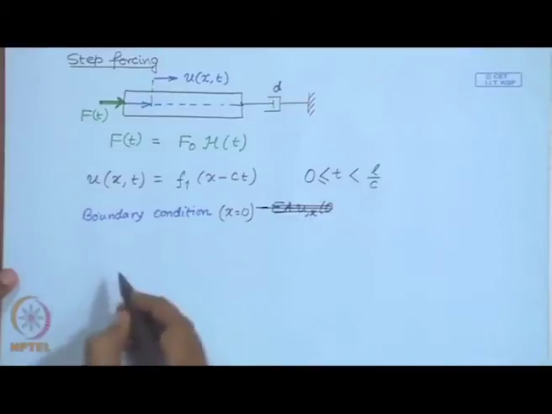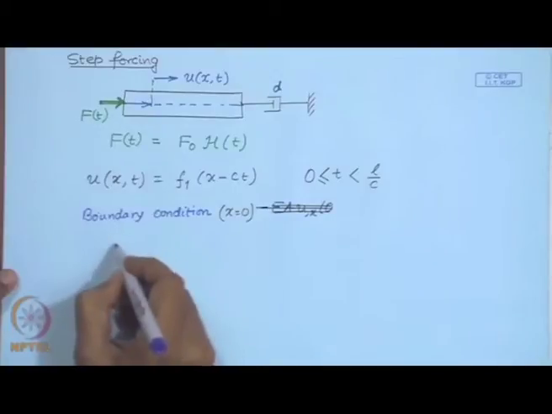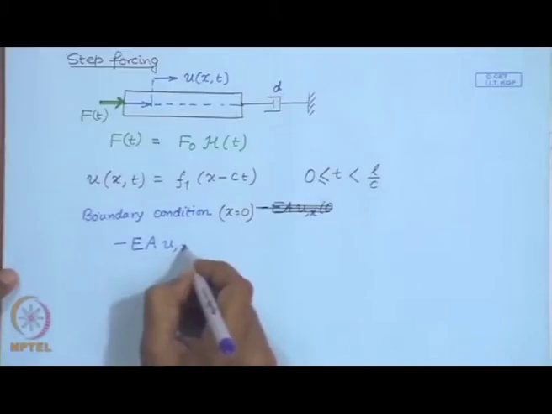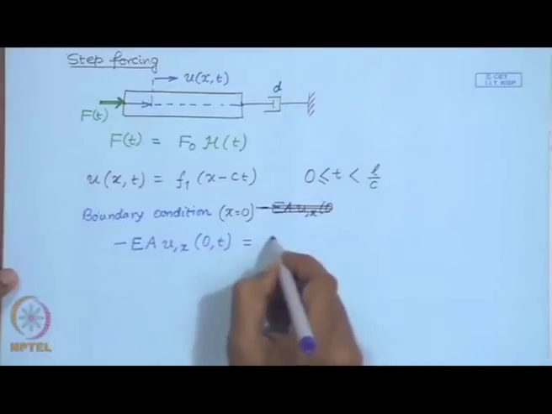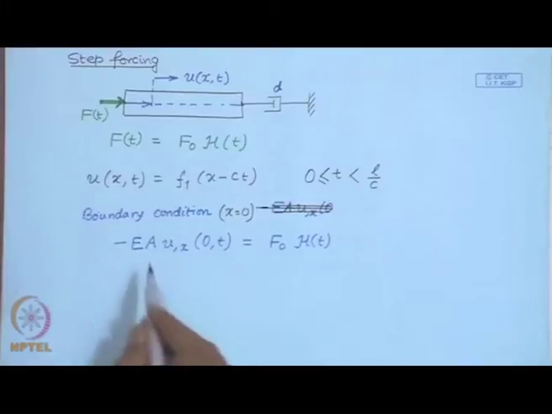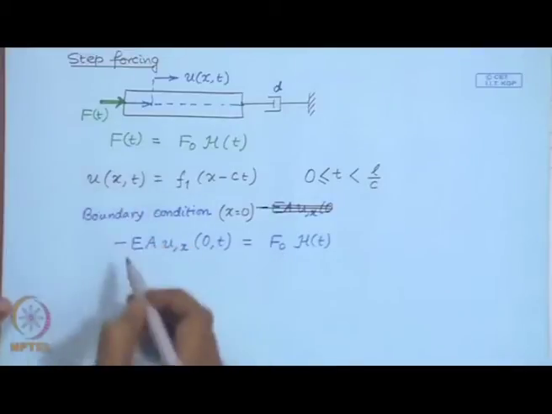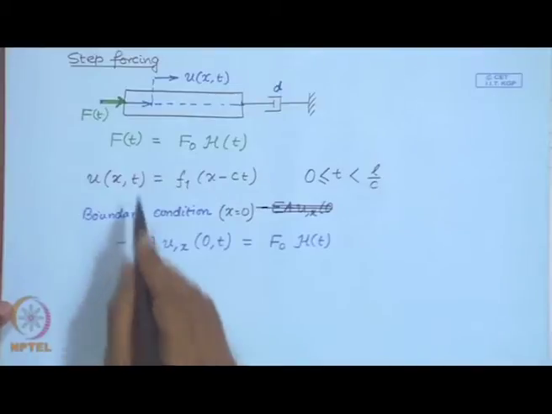So, what we have is the boundary condition at this left boundary. The force is compressive, so for that reason we have this negative sign. So, this is going to be the boundary condition at the left boundary at x equal to 0.